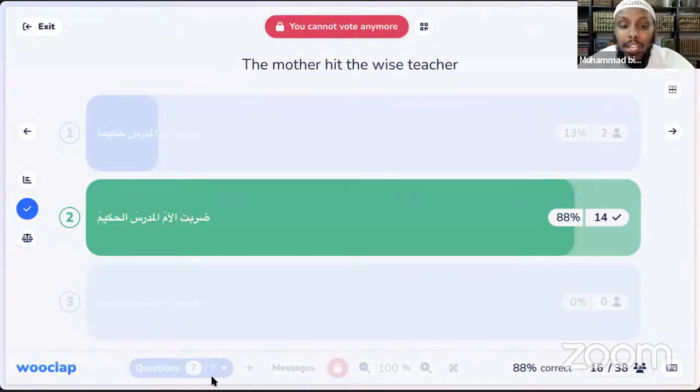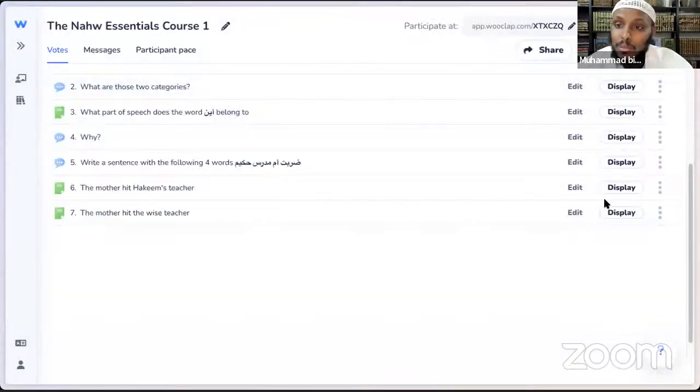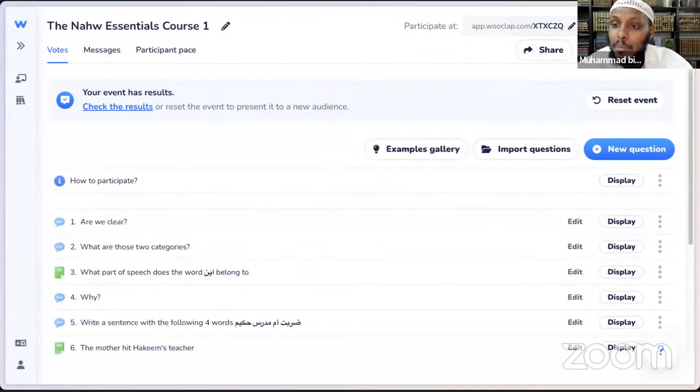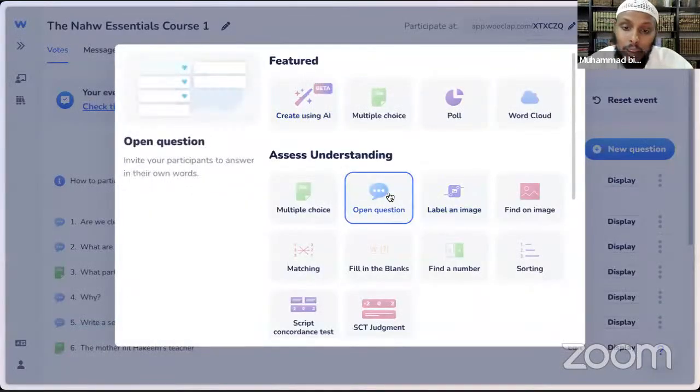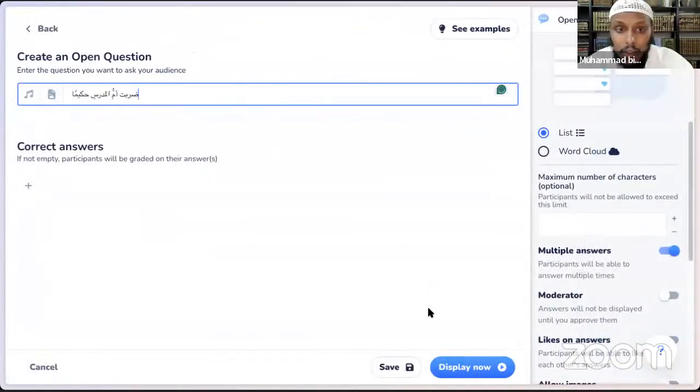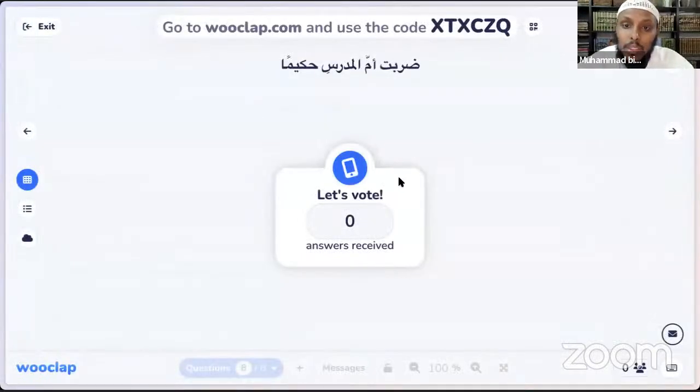Okay, so the next question is, how would you translate this sentence? Now let's see if you guys are smart. Okay, you've done everything so far, mashallah, really good. But this is like the ultimate test, okay? If that's the case, then how about you translate this? I want you to translate this one. Translate this sentence. Okay? ضربت أم المدرس حكيما. Now I want you to translate that. ضربت أم المدرس حكيما.